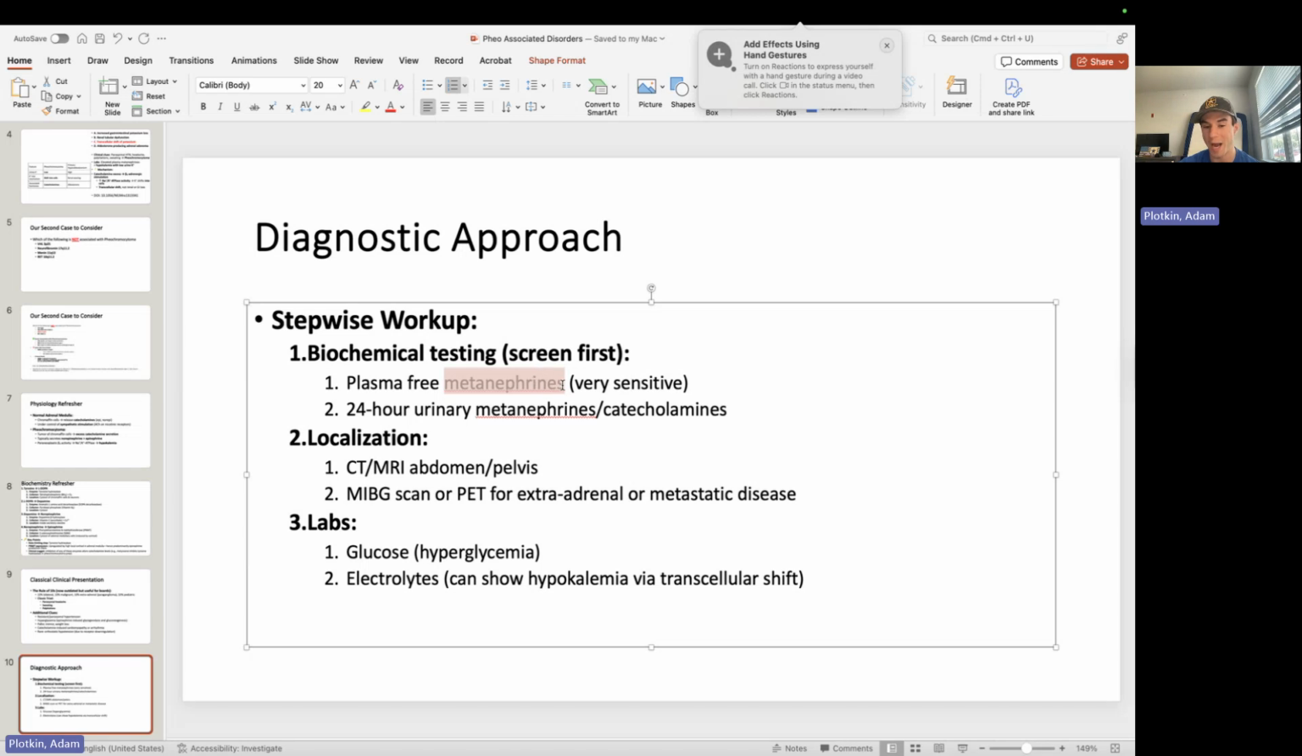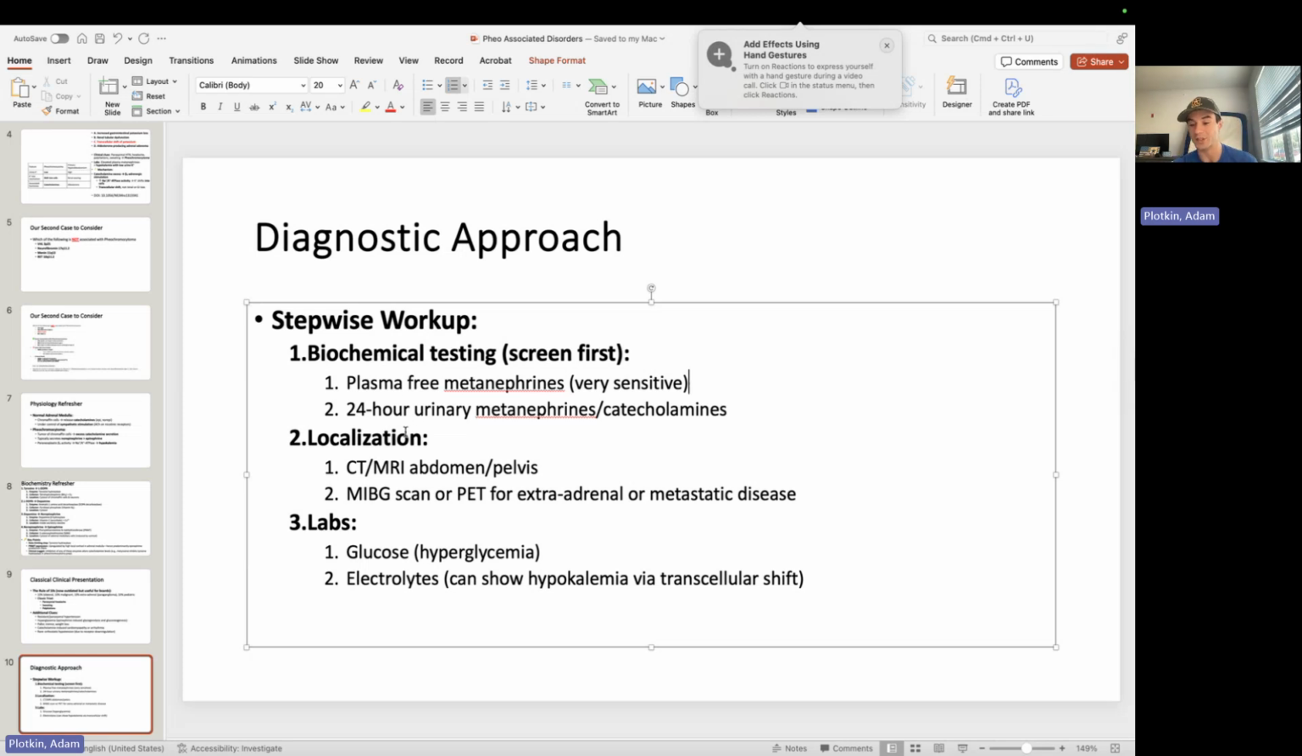These have a much longer half-life, and it's a very sensitive exam, okay? So remember, sensitive tests are really good for finding patients with the disease. Specific tests are really good for finding patients without the disease. All right. So seeing an elevated free metanephrines or normetanephrines or elevated 24-hour urinary metanephrines or normetanephrines is a pretty good sensitive test for finding patients with a Pheo. If we see these are elevated, we're like, all right, we're suspecting Pheo.